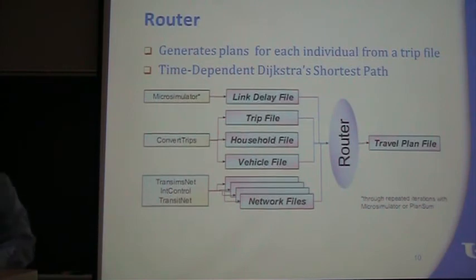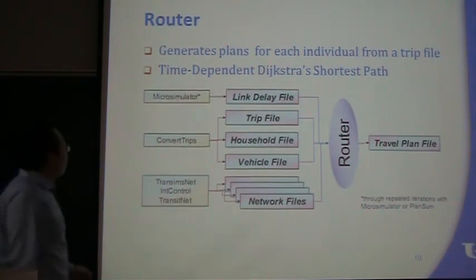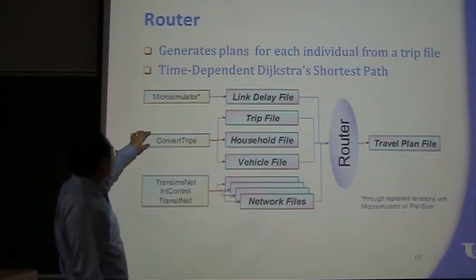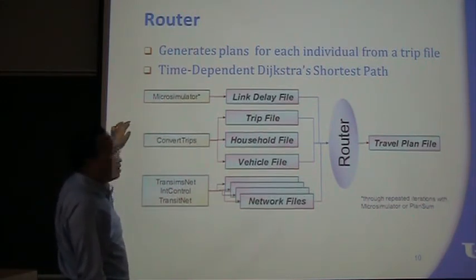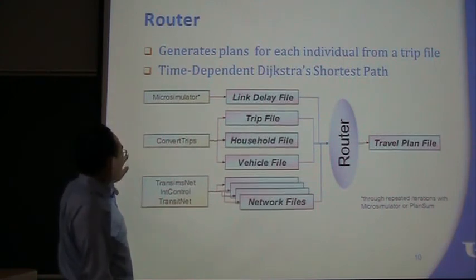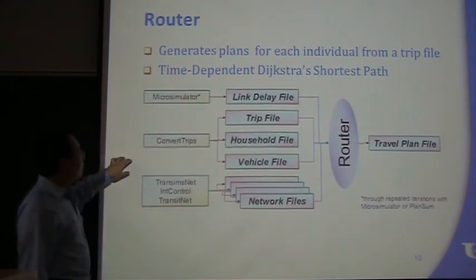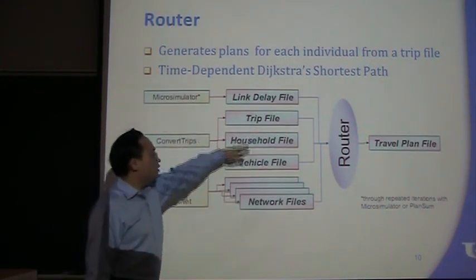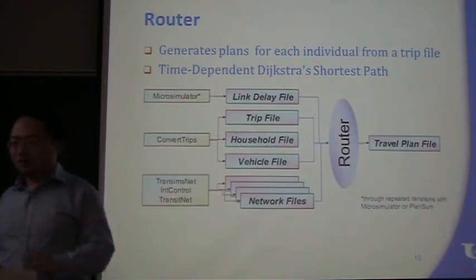Why is the diagonal distribution file missing in the input of the convert trips? Diagonal distribution is the input of convert trips. And OD matrix is the input of convert trips. Oh. And these are the output of convert trips. Thanks.